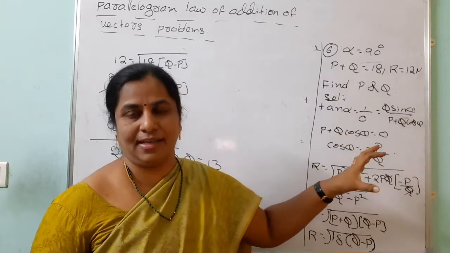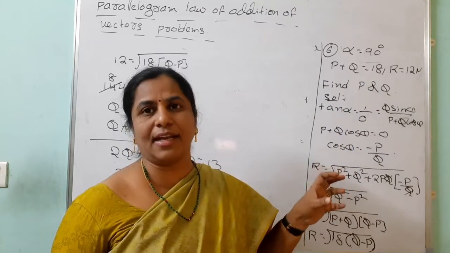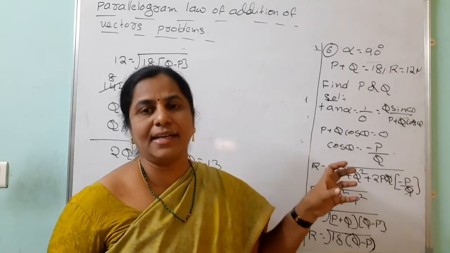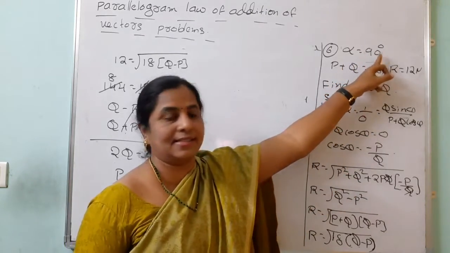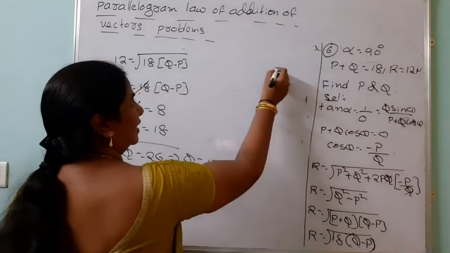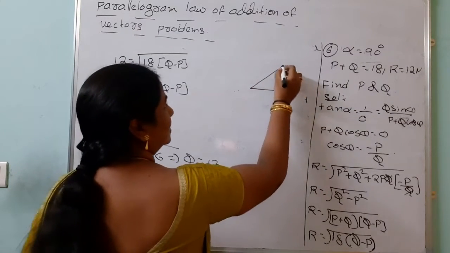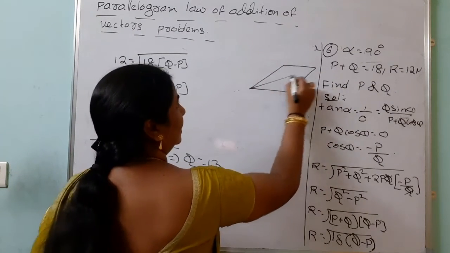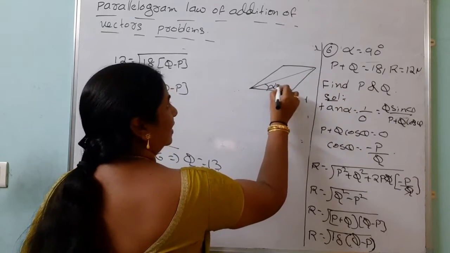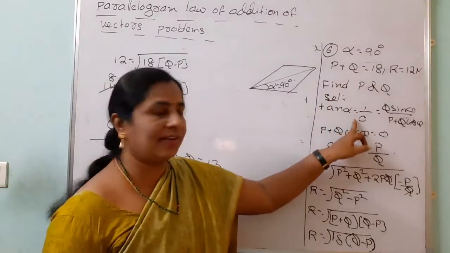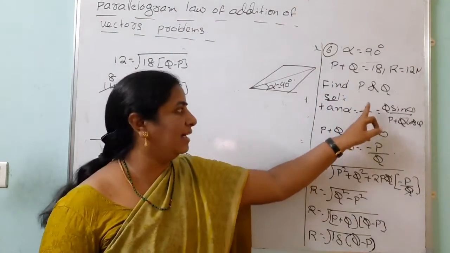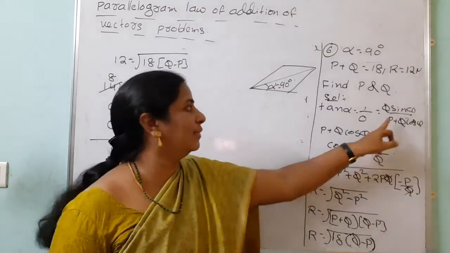The given data is that a vector is making 90 degrees with the resultant. We should consider p is making 90 degrees. You know the parallelogram law of addition of vectors. These are two vectors like this. The resultant angle alpha is given clearly in this problem as 90 degrees. So tan alpha equals how much? Tan 90 is infinity. I have written 1 by 0 equals this.